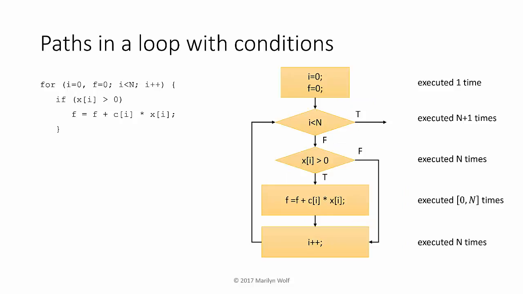If we have conditionals inside the loop body, we have an extra level of complexity. In this case, we compute a function only when certain data values are present. That means that the number of times that the assignment F is executed depends upon the data.